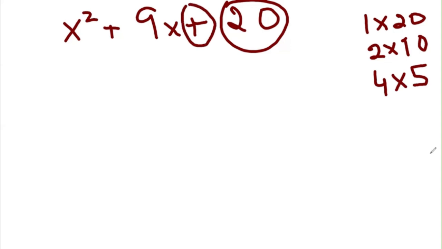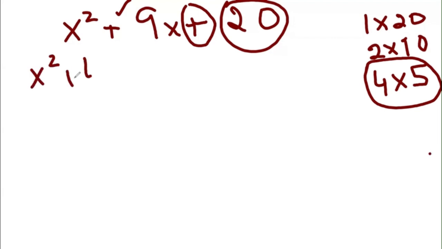The sign is plus. Adding. Adding the two factors, you will get 9. You have to get 9. That will be the correct choice. So this is the correct choice. 4 multiplied by 5. After adding 4 and 5, you will get 9. So let's start with 4 and 5.